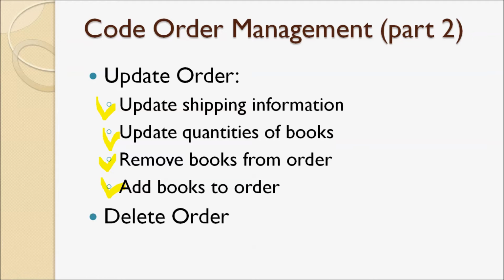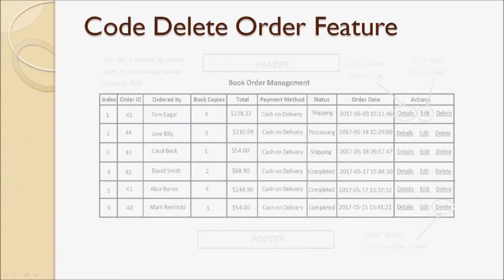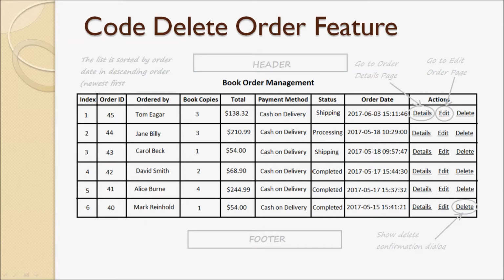Next, we are going to implement the delete order feature that allows the admin or manager to delete an order from the database. And you can see in the order list page here, the admin user can click the hyperlink delete next to each order to delete the order. And upon clicking on this hyperlink, a delete confirmation dialog appears.